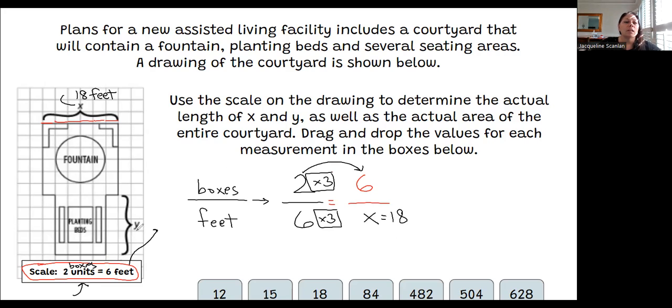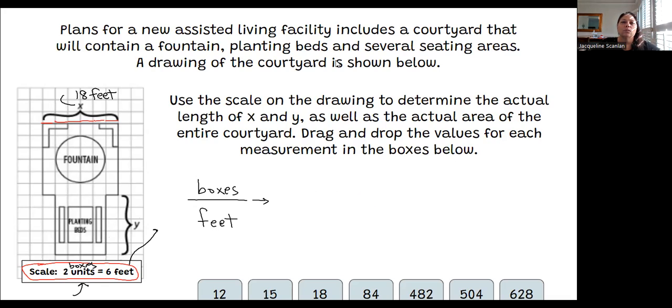Okay, and then I'm going to do the same thing for the letter Y. So instead of using this setup that I have for X, I'm going to replace it with a new setup. All right, so I'm now going to use the same fraction to begin with from my scale, that 2 boxes represents 6 feet. And now I'm going to count the number of boxes wide that letter Y is. So I'm going to count, it is 1, 2, 3, 4, 5 boxes wide. So I'm going to create my fraction of 5 boxes wide over X. I don't know how many feet that is in real life.